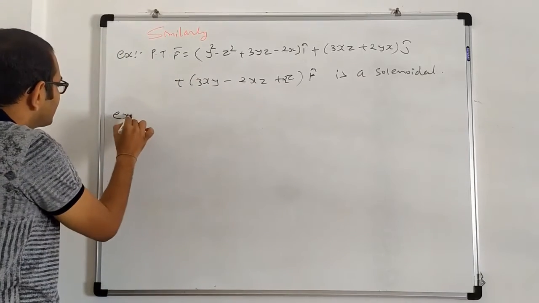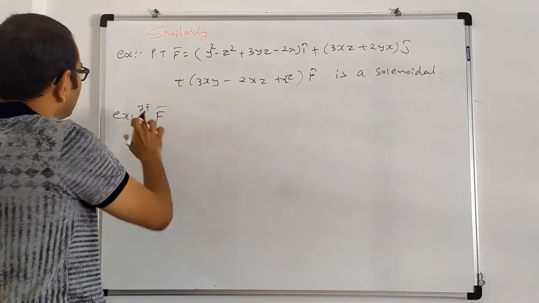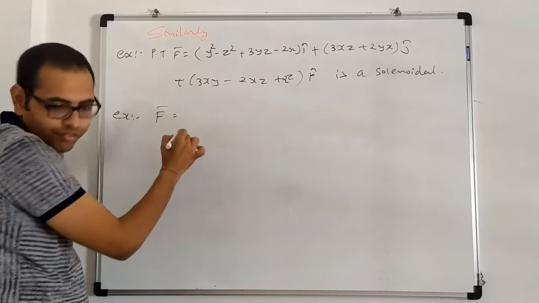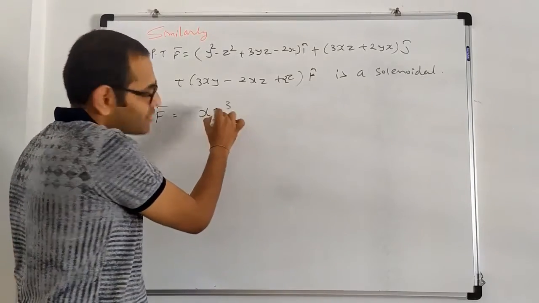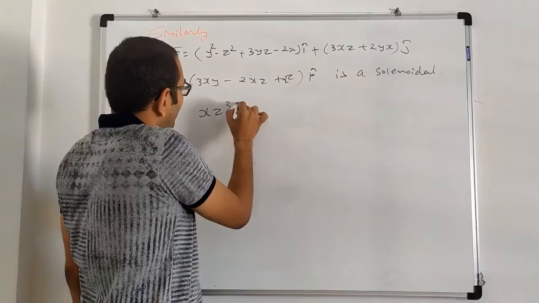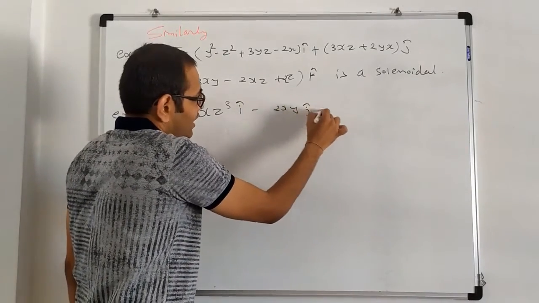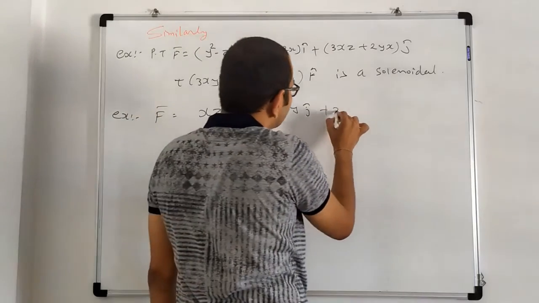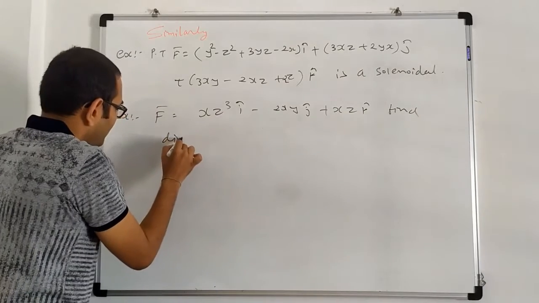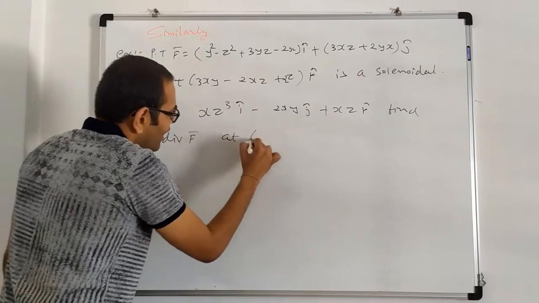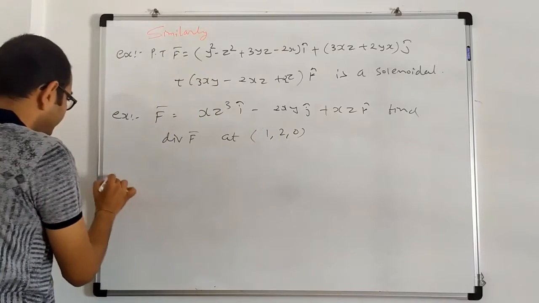Another counter example is: if f bar equal to xz cube i cap minus 2xy j cap plus xz k cap, find divergence f bar at the particular point (1, 1, 0).